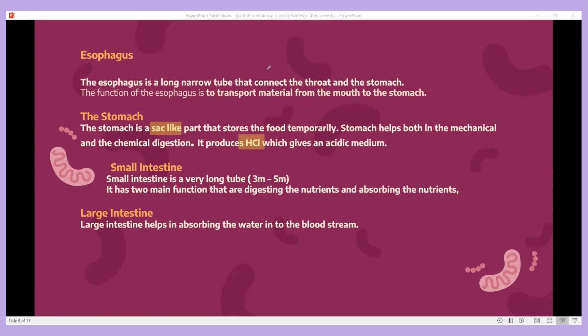And the small intestine. The small intestine is a very long tube. By measurement, it will be 3 meters to 5 meters. And the main function of the small intestine is digesting and absorbing the nutrients into the bloodstream. And the next part, which is the large intestine, helps in absorbing the water back into the bloodstream. Of course, as we need nutrients, we do also need water in our blood. So the water absorption is done by the large intestine.